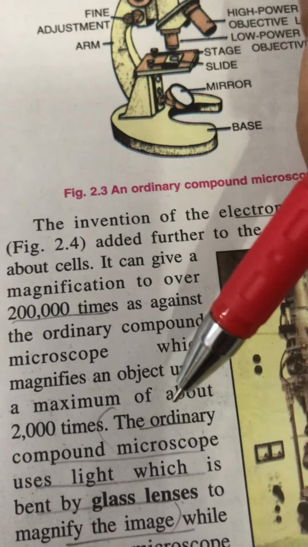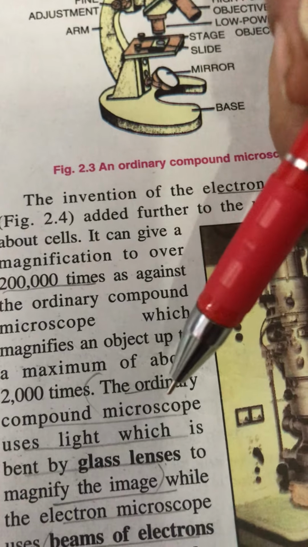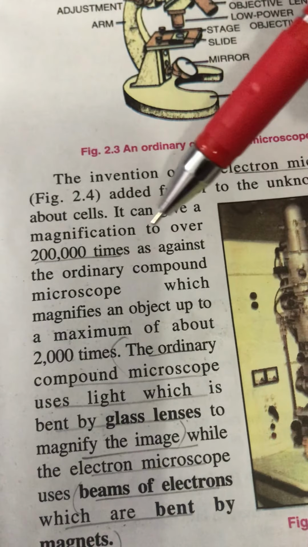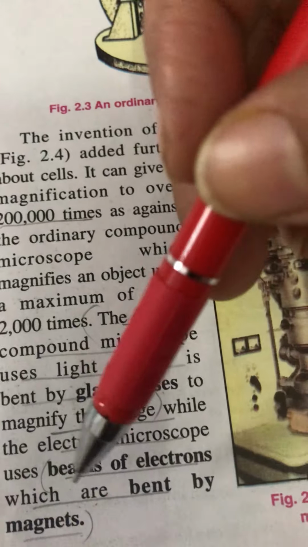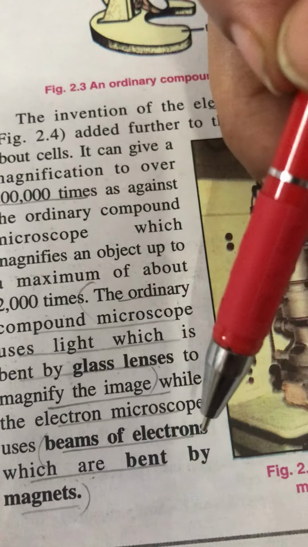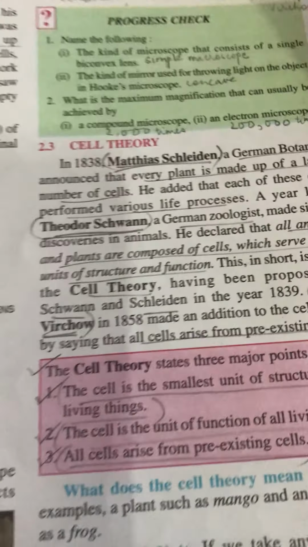So the cell details or the organelles inside a cell could be studied only after the invention of an electron microscope, which uses a beam of electrons which are bent by magnets.